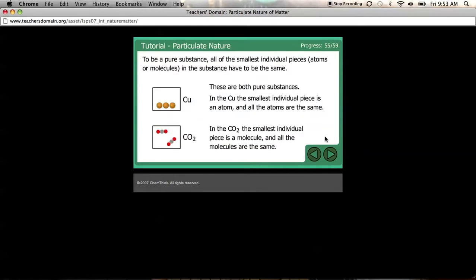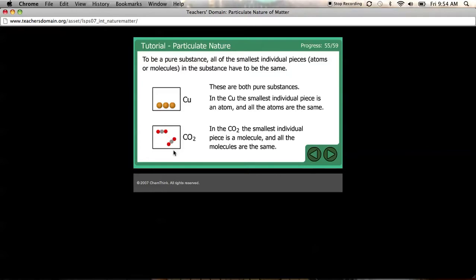For it to be a pure substance, the smallest individual pieces must be the same. These are both pure substances. So any element is going to be a pure substance because you're going to have all the same kind of atom. But even compounds and molecules can be because the smallest pieces are all the same. So as long as it's all CO2s, you're fine.